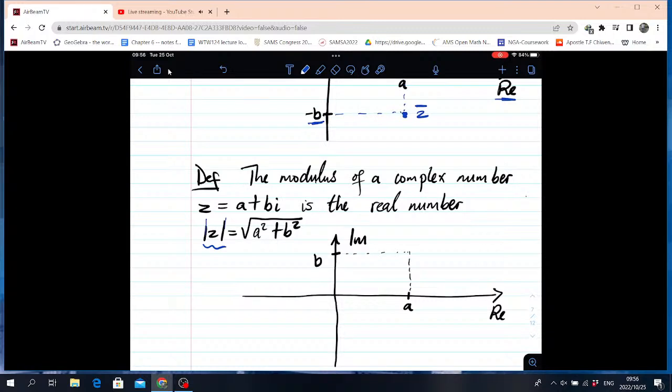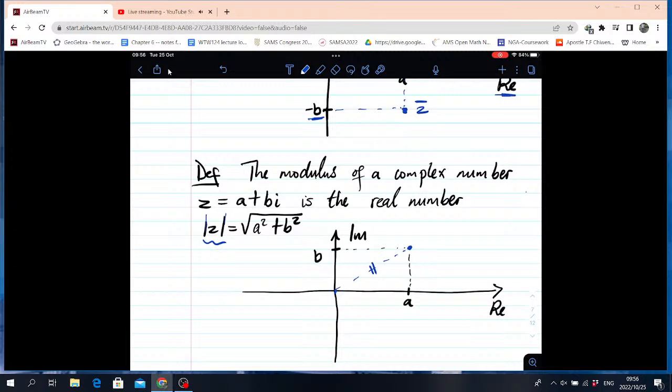What we are actually talking about is, if you've got that complex number somewhere there, then what we are talking about is this distance. If you think about this as a triangle, then this would be a, this would be b. If you want to find the distance, you use Pythagoras' theorem to find this modulus that we are talking about. So that's the modulus there.